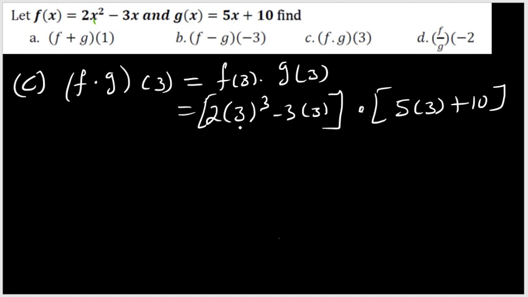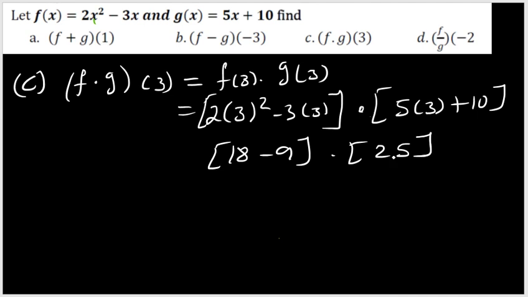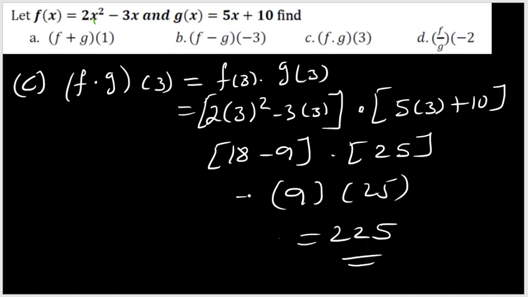So when you finish it, 3 squared is 9, times 2, 18, minus 9 will be multiplied. This is 15 plus 10, 25. So that's going to be 9 times 25. When you multiply, that's going to be 225. Yes, that's the answer.